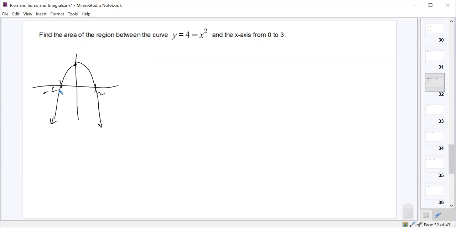So we could do an absolute value, or we can just split it up into 2 different integrals. If we're going to look at the integral from 0 to 2, that'll give us the area of that section that's above it from 0 to 2. And then we'll also have to do this section from 2 to 3 on its own. Everybody good with that?